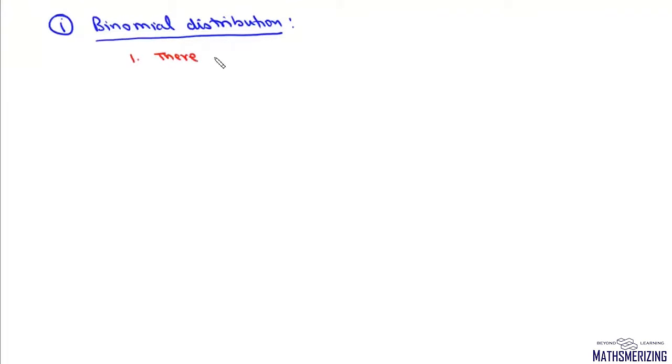Now we'll discuss two important discrete probability distributions, and the first one is the binomial distribution. A probability distribution follows a binomial distribution if it satisfies three conditions. The first condition is there are n trials. So there must be something which is repeated n times.